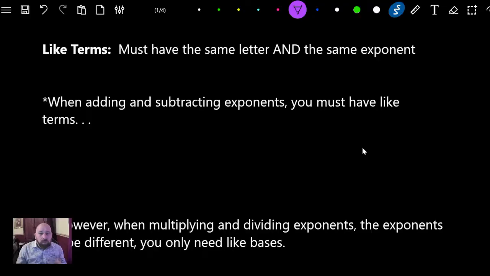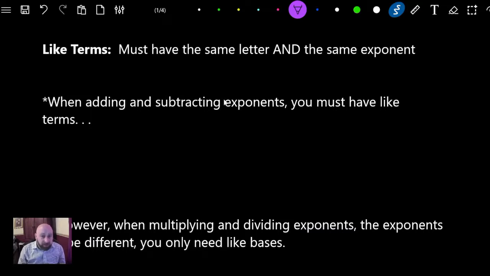Now, if you look down here at the screen, we've already talked a little bit about like terms. I know you've got to think way back in the book. That was chapter number 3 that we talked about like terms. But let's review just a little bit. What is a like term? When do we use like terms? And then we can kind of move on with the lesson.